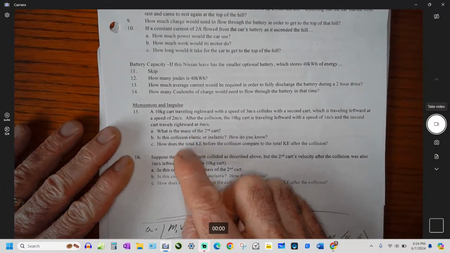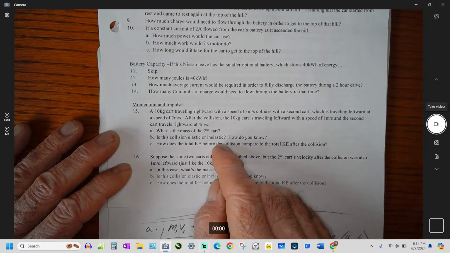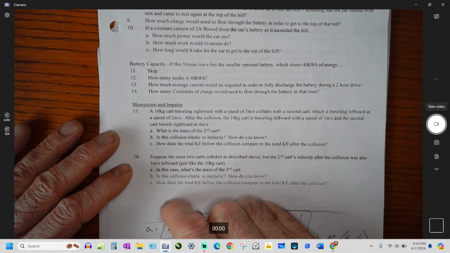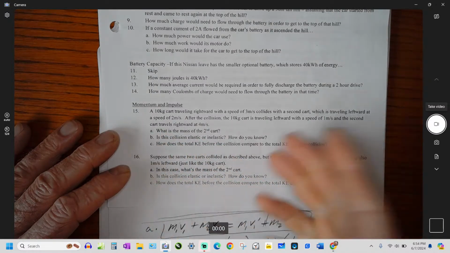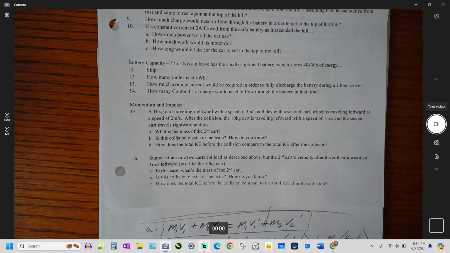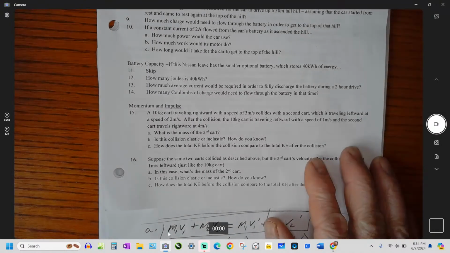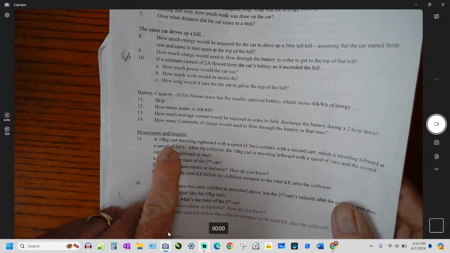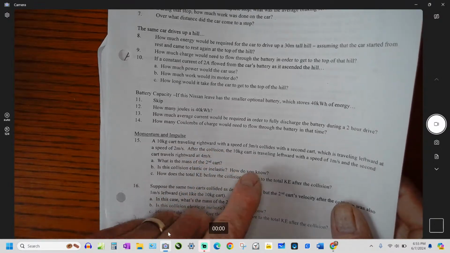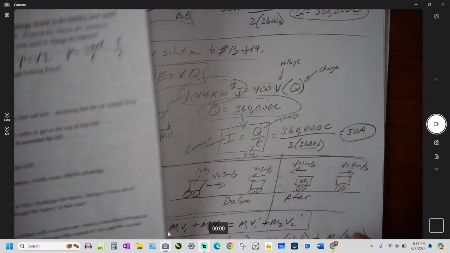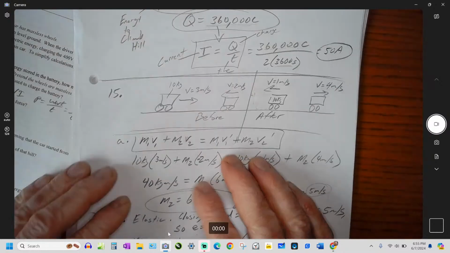Momentum and impulse. 15 and 16 are both pretty straightforward conservation of momentum questions with a bit about elastic and inelastic collisions, with 10 kilogram carts going rightward. I'm not going to read all that. I'm just going to show you the picture that I've drawn that displays this.